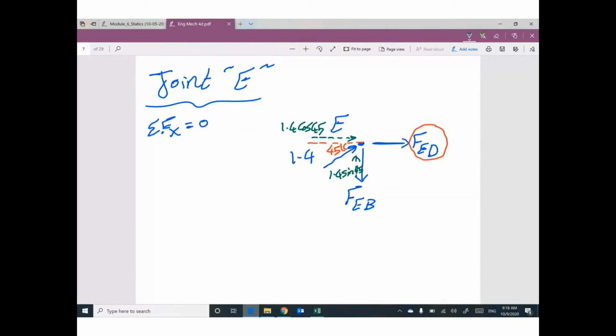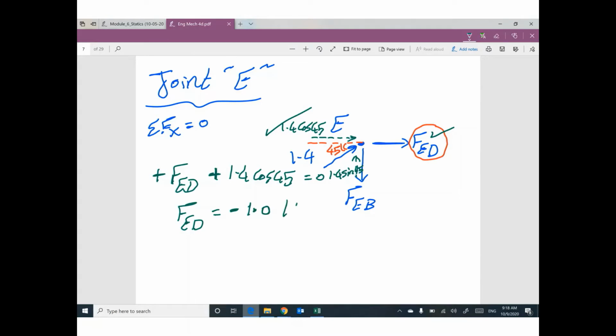Anyway, we are looking for summation f of x. We have positive FED. We have positive 1.4 cosine 45 degrees. Do you have anything else in x direction? This one and this one only equals 0. That means FED will be a negative value. How much? 1.4 times cosine 45 degrees. Your value equals 1 kilonewton.